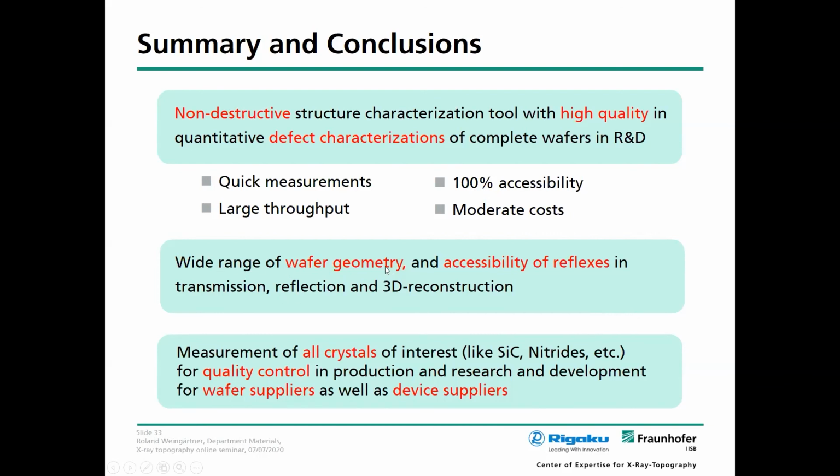And the wafer geometry, you have a wide range of wafer geometry up to 300 millimeter. This is the largest one. And you can measure in transmission, reflection, and make a three-dimensional reconstruction. So all kinds of crystals you may measure. For instance, here you have seen silicon carbide and nitrides. Of course, also any other wafers. And I hope I have persuaded you that this is really a good tool for quality control in production and research and development, for instance, for wafer suppliers and also for device suppliers.